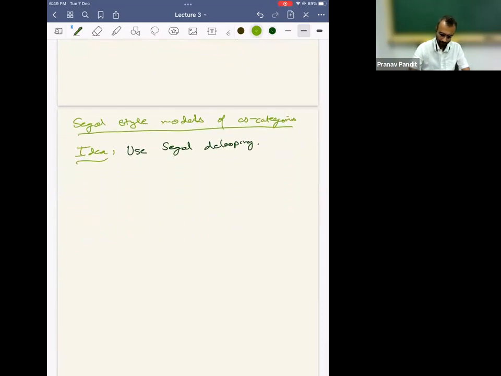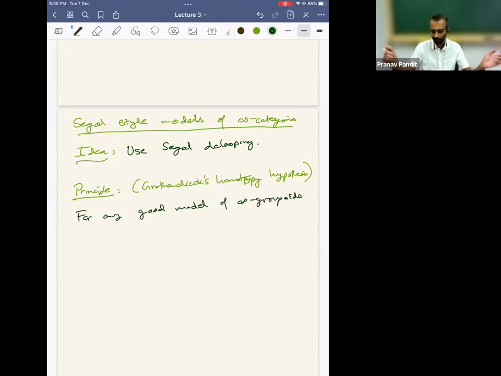Let me first state a principle. This is called the Grothendieck homotopy hypothesis. It states the following: for any reasonable model, any good model of infinity groupoids, whatever infinity groupoids and infinity categories are, we know that they should have objects, one morphisms, two morphisms between them, three morphisms between those, and so on, and some laws of composition.